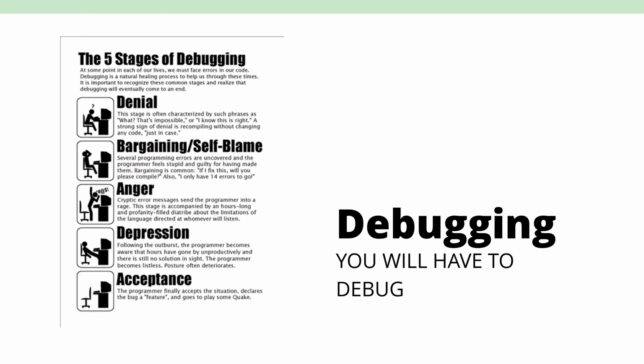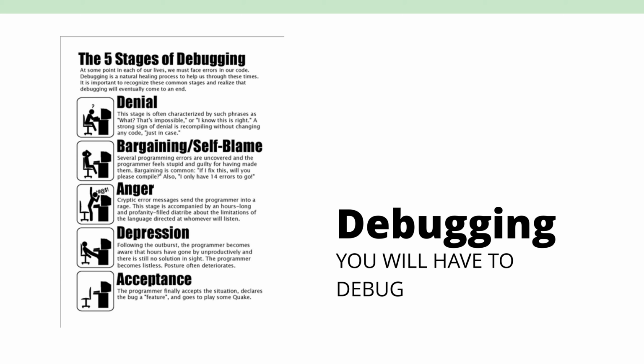Now let's talk about debugging. So already in this course, we've had problems in our code, you and me both. So debugging is something everyone has to do. In fact, you can bet your bottom dollar that if you're going to be programming at all, you're going to have to debug. This poster is something I found on Reddit, and it basically says the 5 stages of debugging.